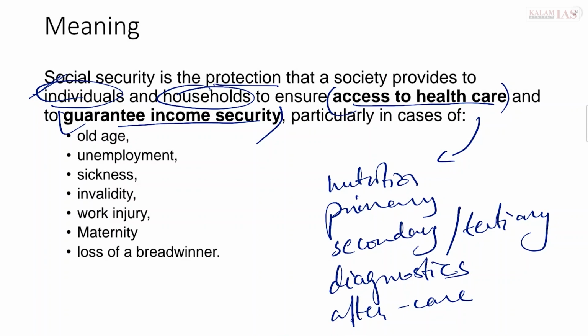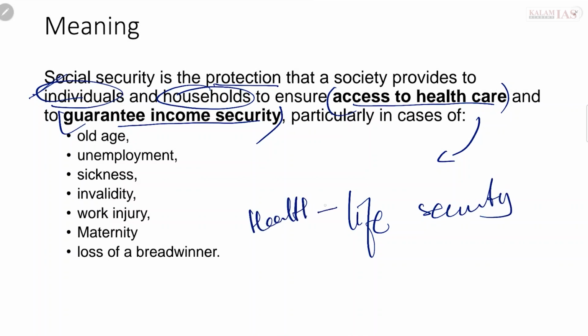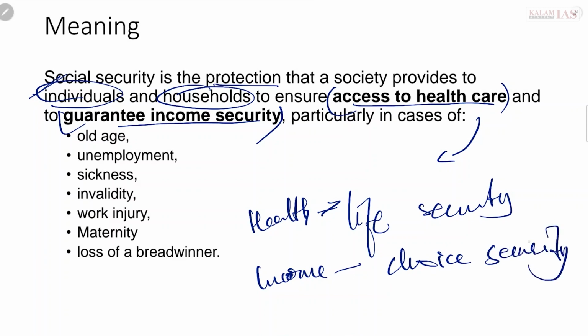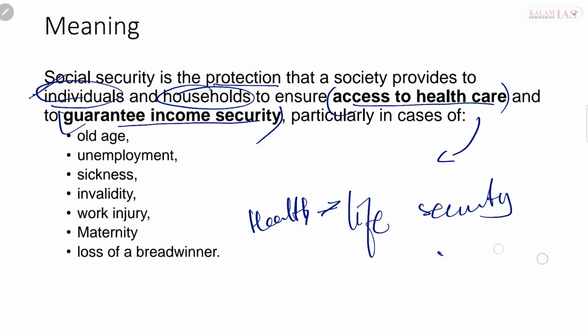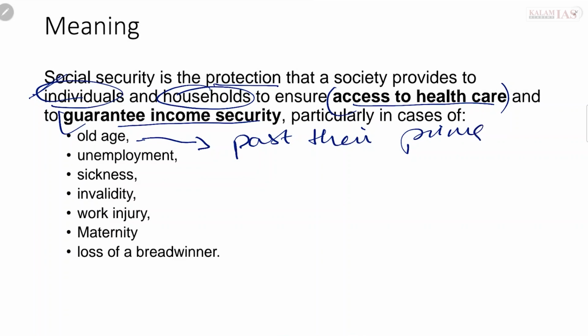So healthcare gives someone life security, and income gives someone choice security. Okay, there are certain sections in society which are more prone to the loss of these options, both healthcare and income, and which is why social security is provided more potently to these sections of society. Okay, first is old age, elderly people. Why? Because they are past their prime. Statutorily, many have to retire. If they are in government services, then they have to retire.